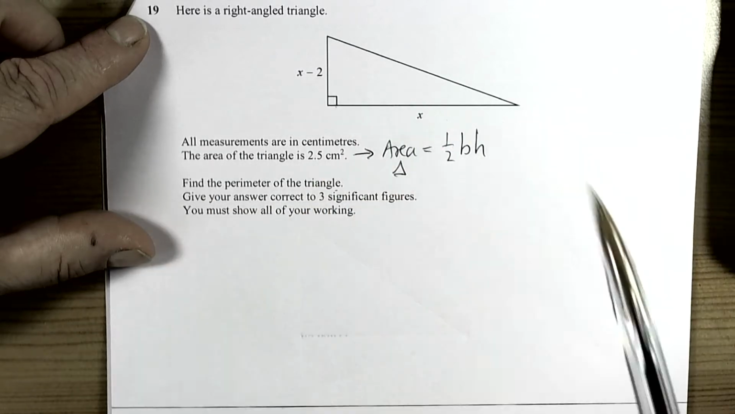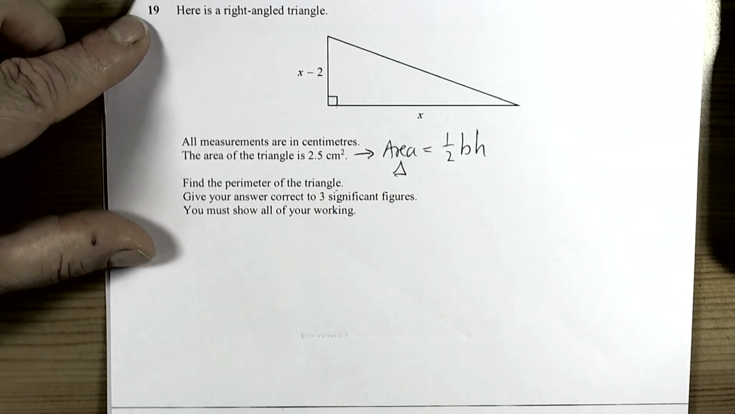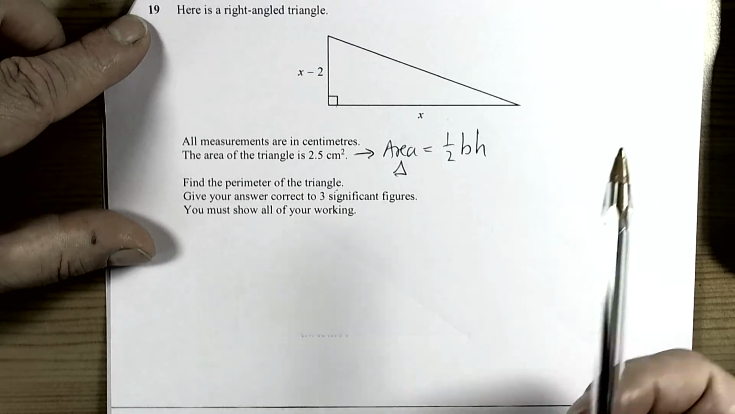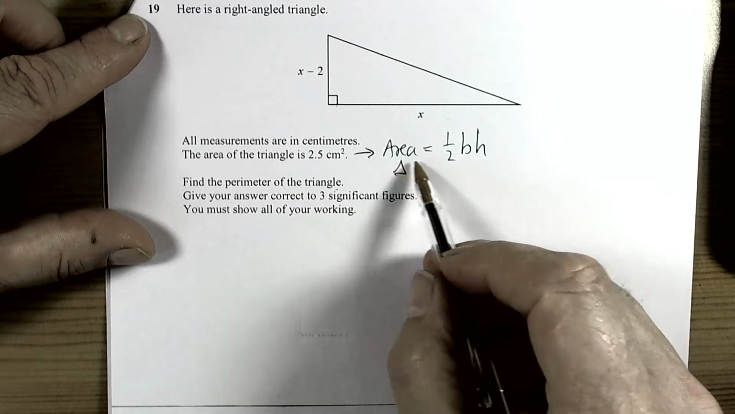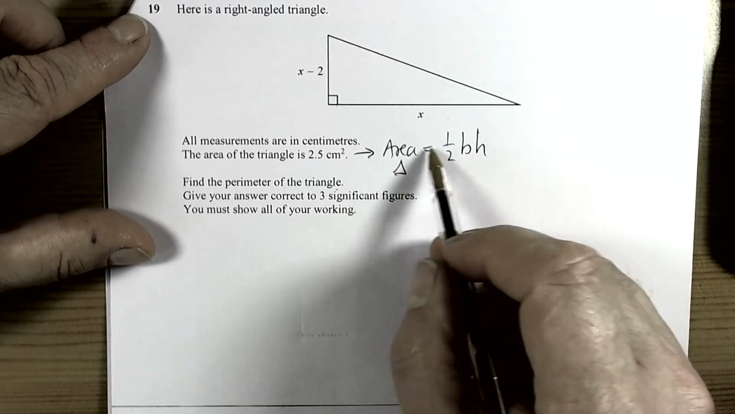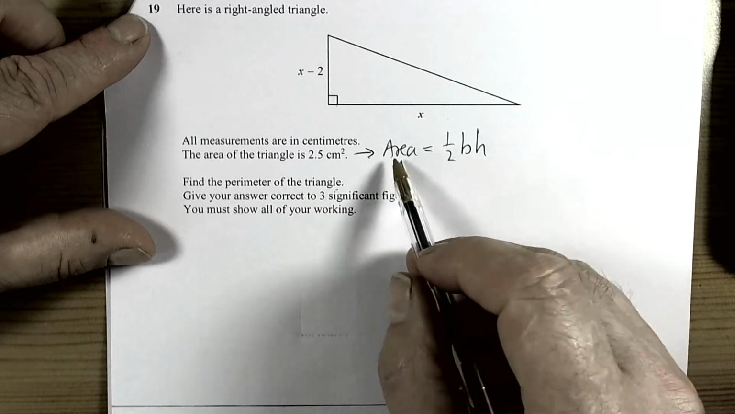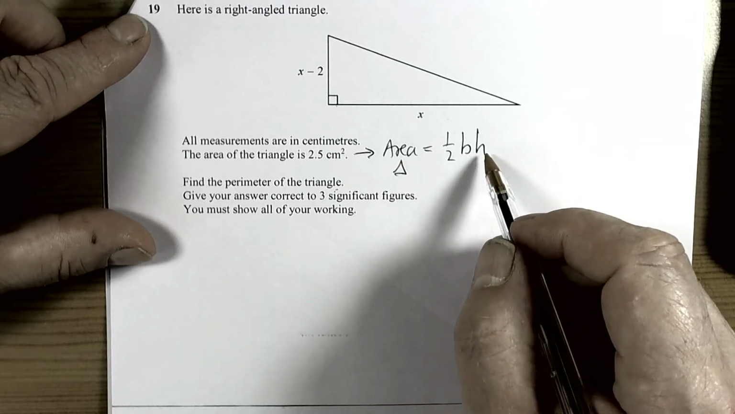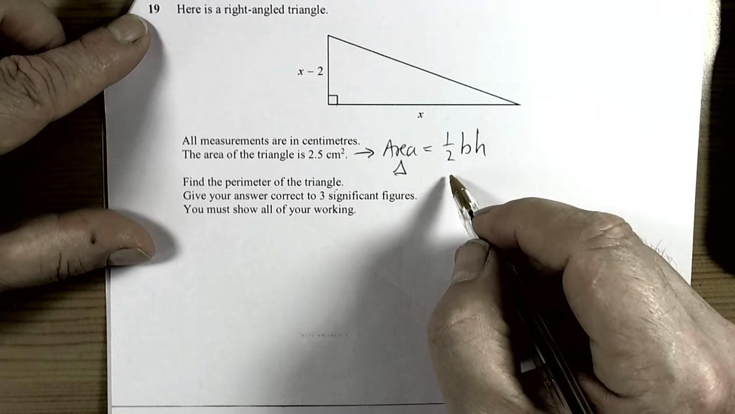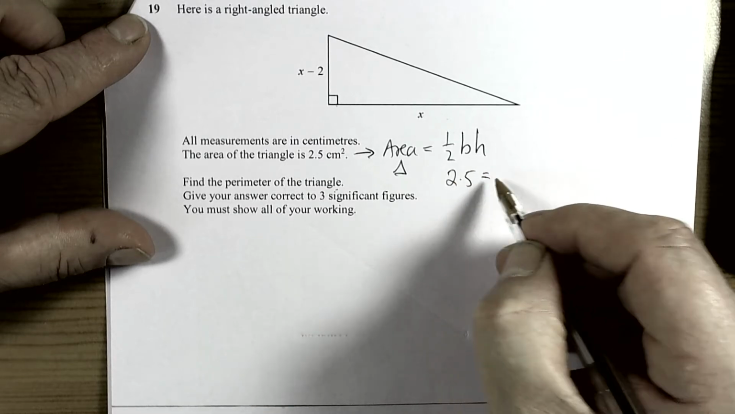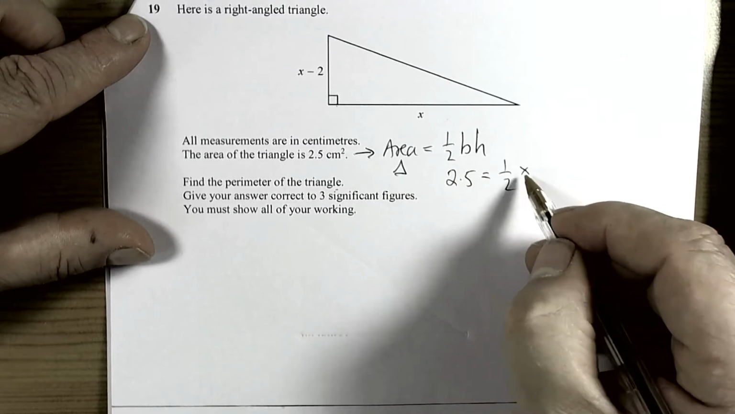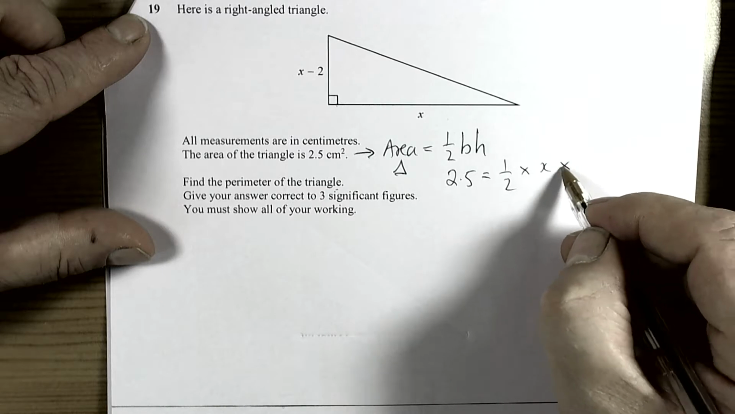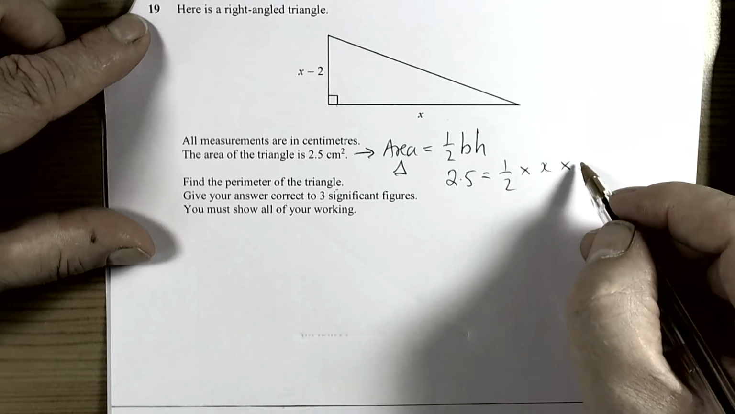Now the question involves x, so under the "u what, h" it says help yourself. So we help ourselves by calling something x and then we create an equation and solve it. So literally using the idea of what the area of the triangle formula tells us, we can replace everything we know to find out the value of x. So they're telling us that the area is equal to 2.5.